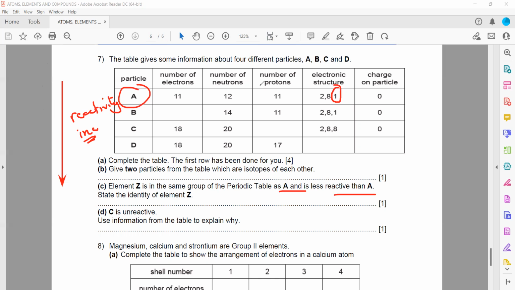So A is having 11 protons. This gives evidence that A is sodium. Below sodium, we have potassium, and above sodium, we have lithium. They mention element A, which is sodium, and there's another element Z, which belongs to the same group, but it is less reactive. So what should be element Z? Lithium or potassium? Because it is less reactive, it should be lithium. If they say Z is more reactive than A, then it will be potassium. So here we'll write lithium.